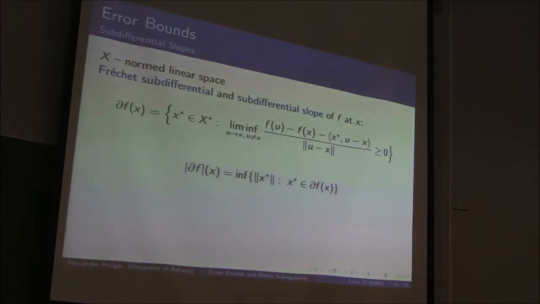Dual space criteria are very popular in this research and in many other areas. To use dual space criteria, of course, we need linear structure. Now X is a normed linear space. The main tool is the Fréchet subdifferential. This is a reminder of the Fréchet subdifferential. And another constant, which I suggest calling subdifferential slope, is basically the distance from 0 to this set.